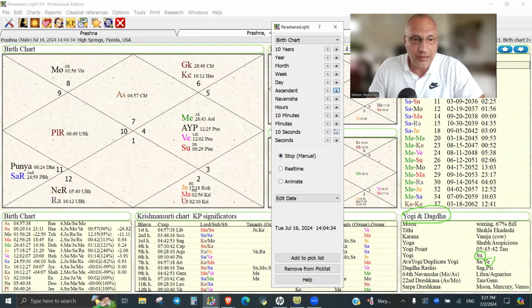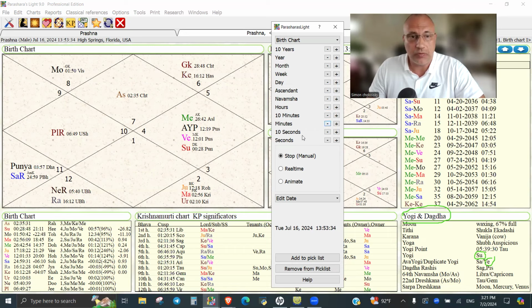But actually, no. Oh, this is July 17th. Yeah, it has passed just slightly. So if I pull it back even by 10 minutes, there we go. I bet you we're in Abhijit Muhurta right now. So point is, try this technique.